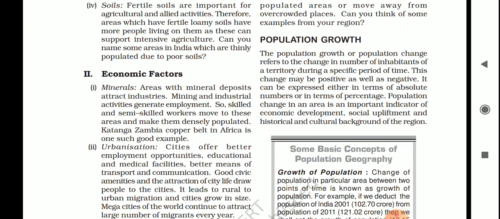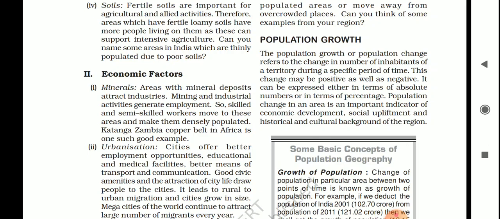First one is minerals. How? Mineral deposits attract industries. Obviously, wherever you can see minerals, like in Deccan areas, you can see so many areas where mines and iron ore are extracted, and many more industries. So mining and industrial activities generate employment. This is a very important point.